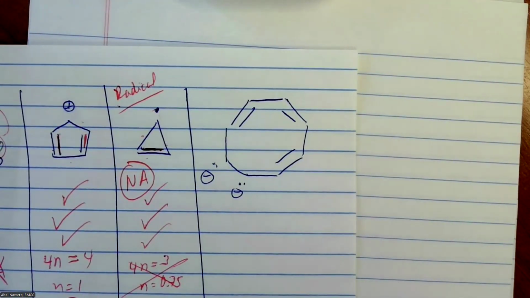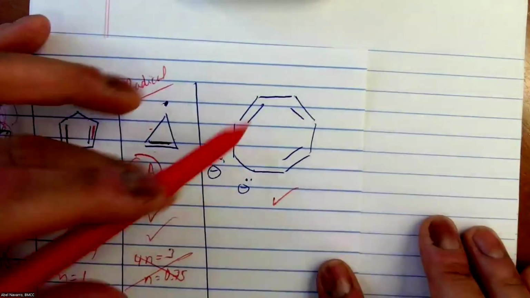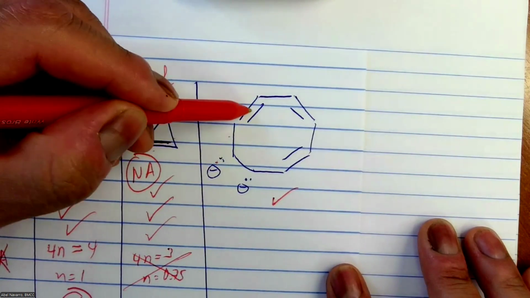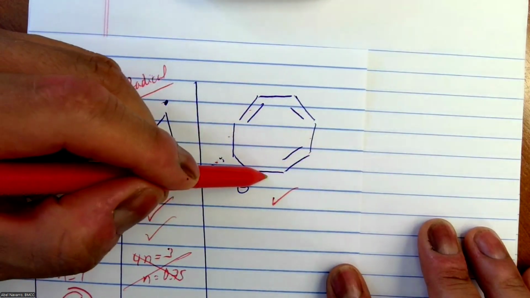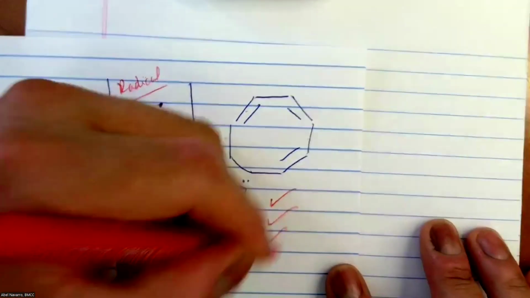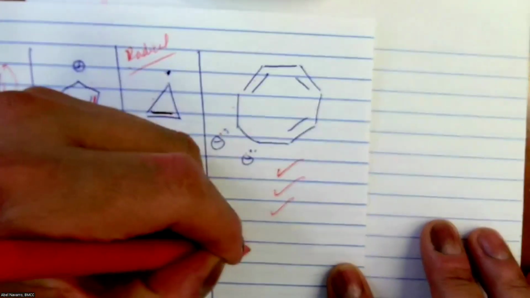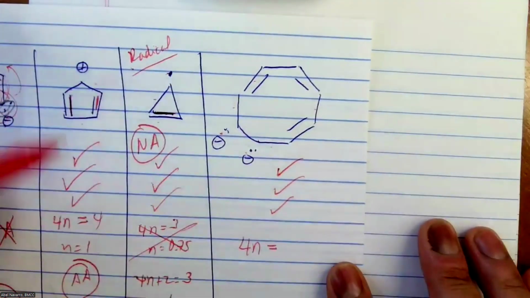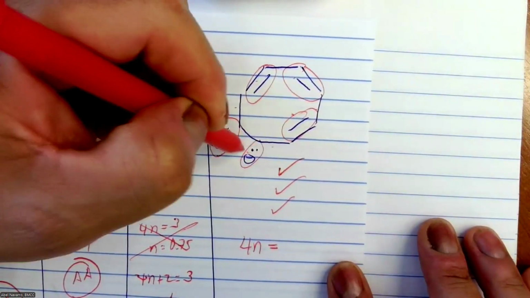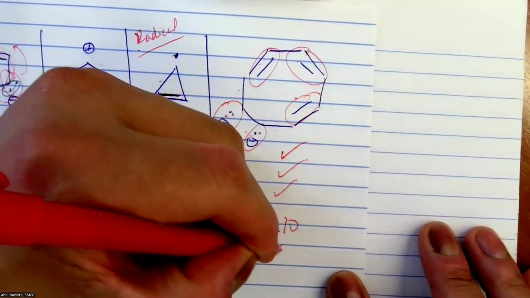Now let's see the last one. In the last case, we have a cyclic compound. Yes. Is it conjugated? Charge, single, double, single, double, single, double, single, charge. Perfect. They're all conjugated. Planar, let's assume it's planar. So now let's use the formula. Let's do the anti-aromatic. 4n is equal to pi electrons: 2, 4, 6, 8, 10 pi electrons. No, it does not satisfy the anti-aromatic formula.